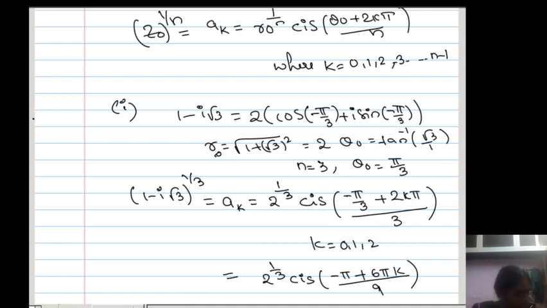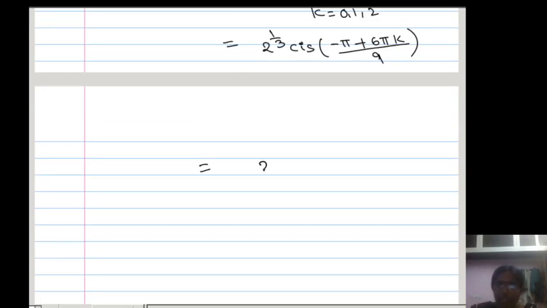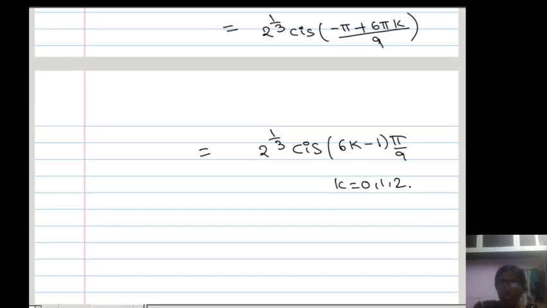So shall I write this like this? I am simplifying: 2 power 1 by 3 cis of, taking pi as a common, then 6k minus 1 into pi by 9. Pi by 9 outside, then 6k minus 1. Understood? So where k is equal to what? 0, 1, 2. Only up to n minus 1, and 3 minus 1 is 2. So this is your answer. Yes? Yeah, correct. Next.